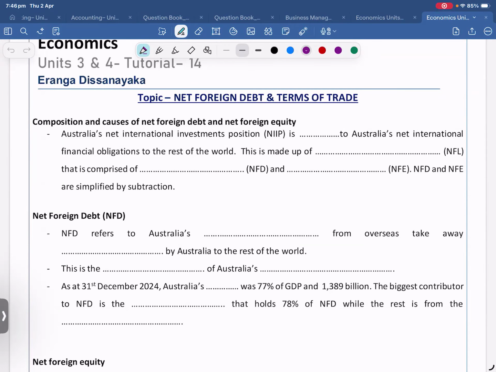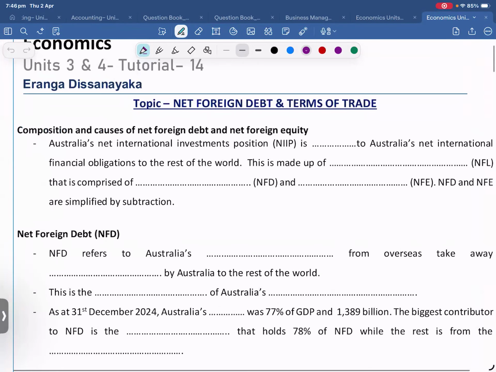Composition and causes of net foreign debt and net foreign equity, right? So this one, both net foreign debt and net foreign equity, we call together NIIP, right? Net international investment position, meaning we add these two figures together. What is it? Net foreign debt and net foreign equity. You add them together is equal to what? NIIP.